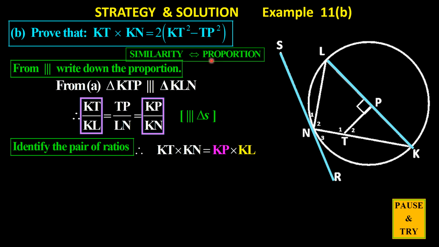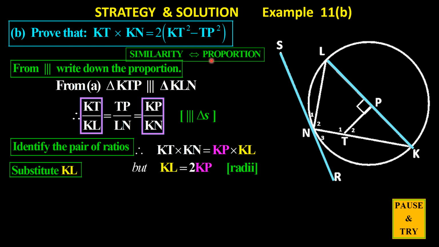Okay, so let's see. If we have to replace the KL, as you can see, KL is the diameter and P is the center. So KL is twice the radius, twice the KP. So we're going to replace the KL by twice KP. And 2 times KP times KP is 2KP squared, right? Now we want to replace the KP now.